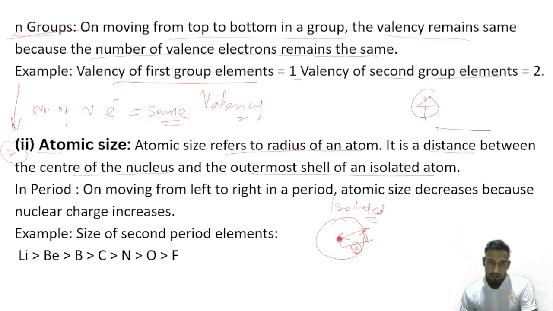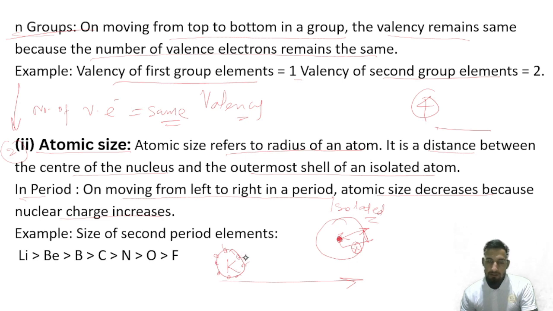This is called atomic size. What is its trend? On moving from left to right in a period, atomic size decreases because nuclear charge increases. हमने पहले ही पढ़ा कि along the period the shell remains the same, but the number of electrons keep on increasing, keep on adding into this shell.